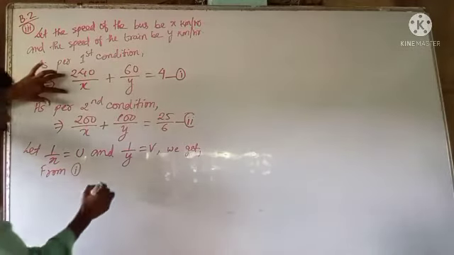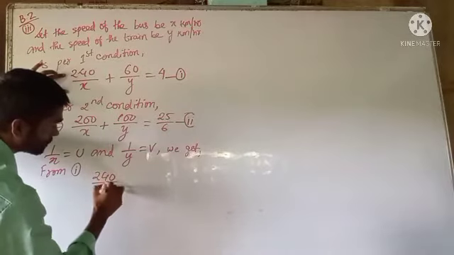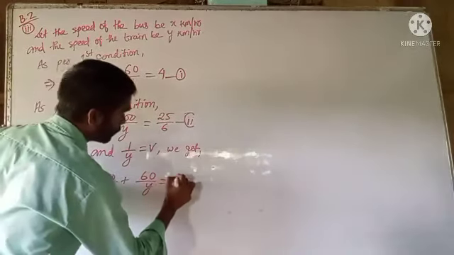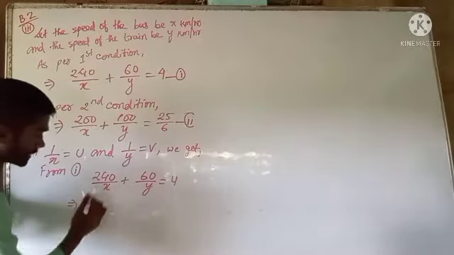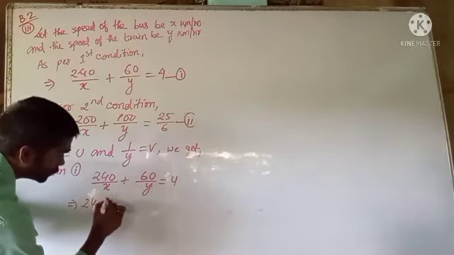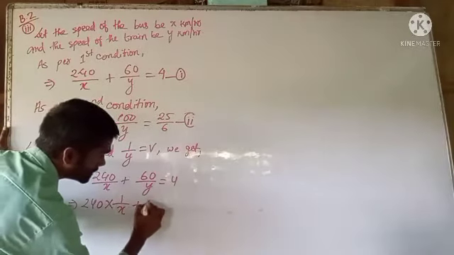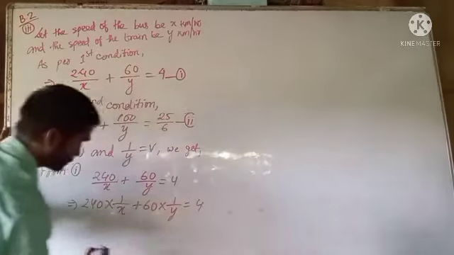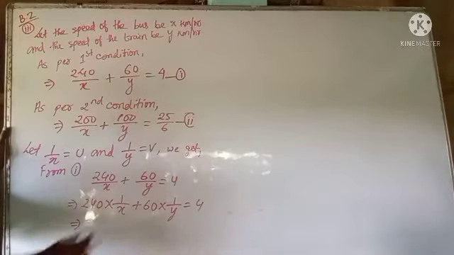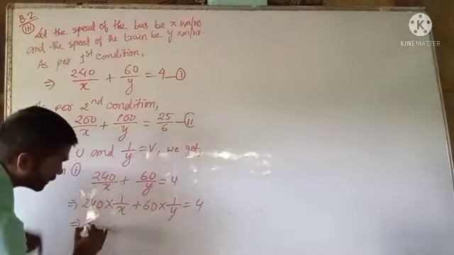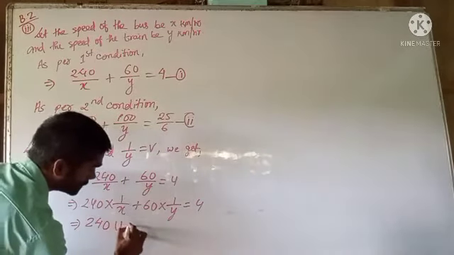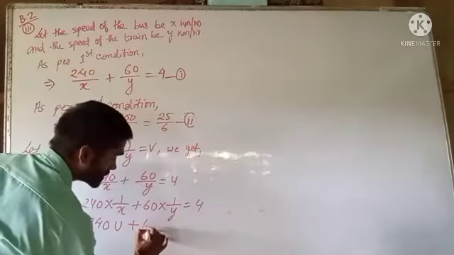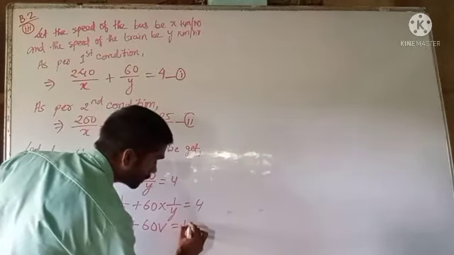So equation 1 here is 240 by x plus 60 by y is equal to 4. Then we will split it, that is 240 into 1 by x plus 60 into 1 by y is equal to 4. For 1 by x we have taken u, so 240u, plus 60 into 1 by y we have taken v, so 60v is equal to 4.